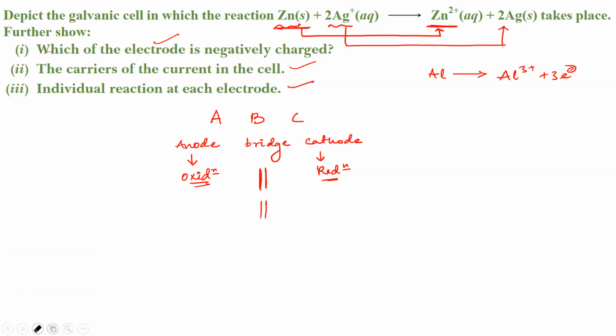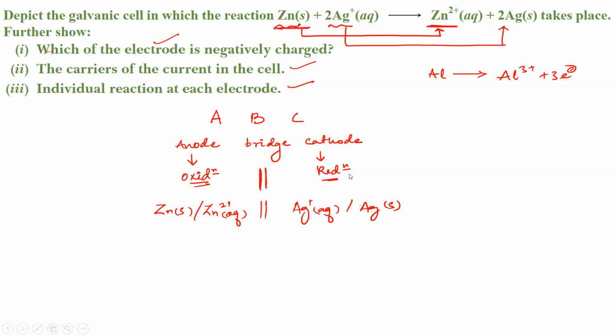Phases means what is the state of these particular atoms. So zinc, you can add solid, gets converted into Zn²⁺, and it gets an aqueous phase. You can write Ag⁺, which is in aqueous phase, gets converted into Ag solid. Now here you can see that we are having oxidation, here we are having reduction.